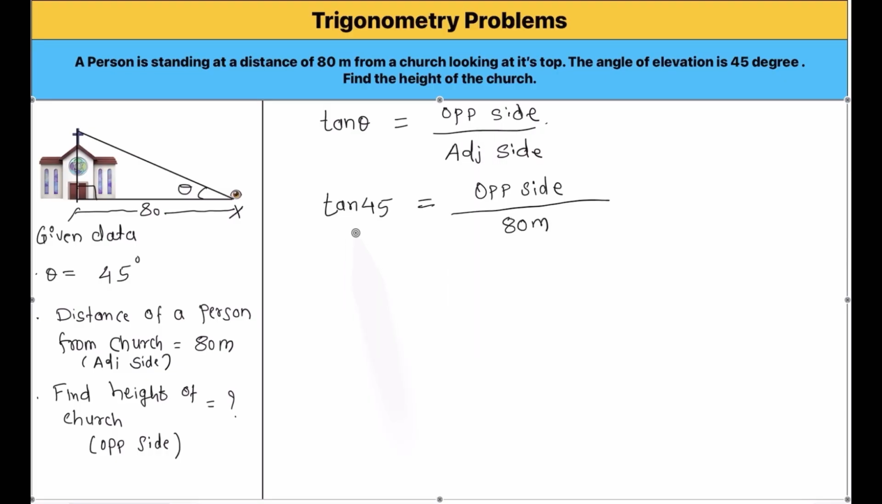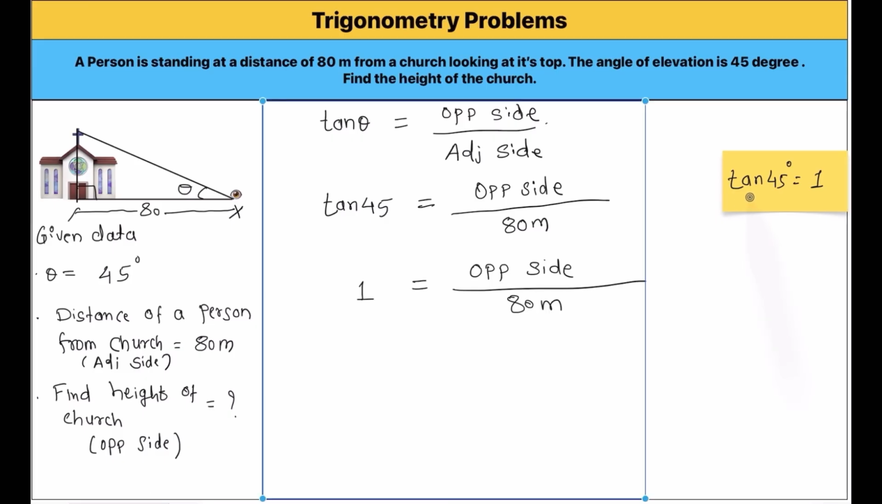So tan 45 is equal to opposite side upon 80 meters. Are you getting this? The adjacent side is 80 meters and theta is 45. So we apply tan 45 degrees is equal to opposite side upon 80 meters. Now we have already learned tan 45 degrees is equal to 1. If you want to understand how this has come, watch our previous videos on trigonometric ratios for different angles like sine 30, sine 0, tan 45, etc.